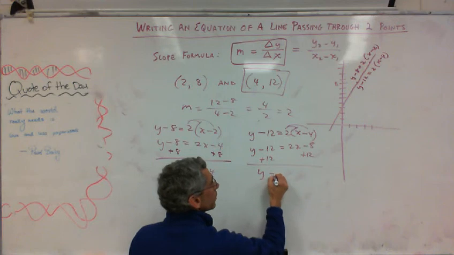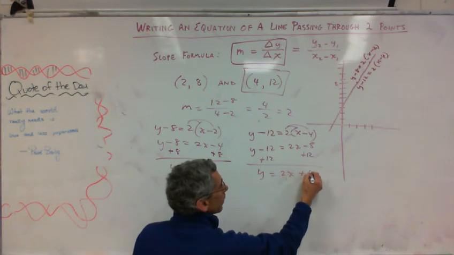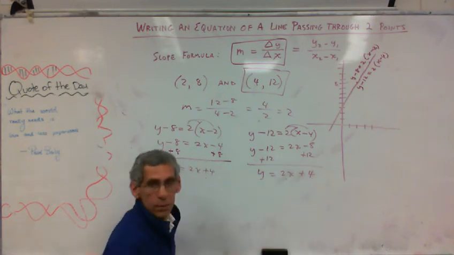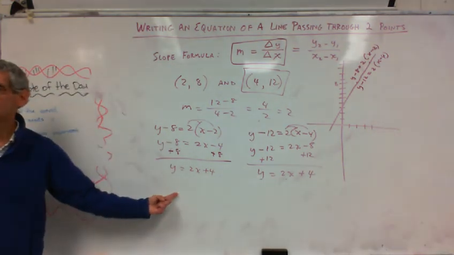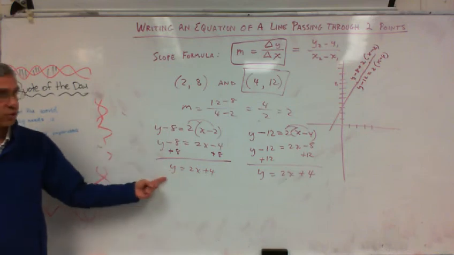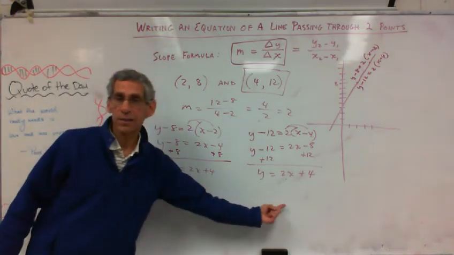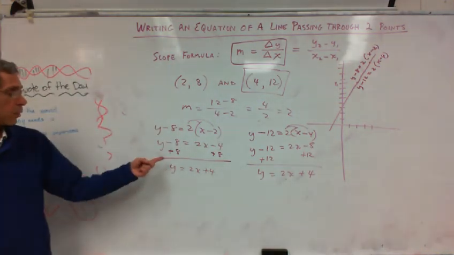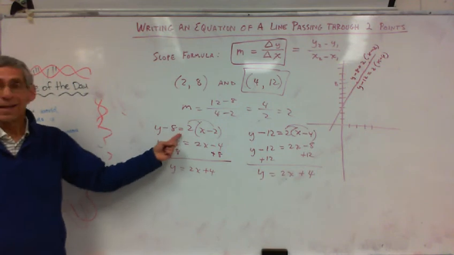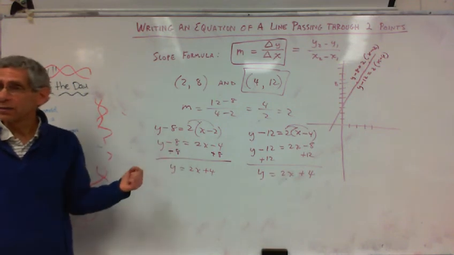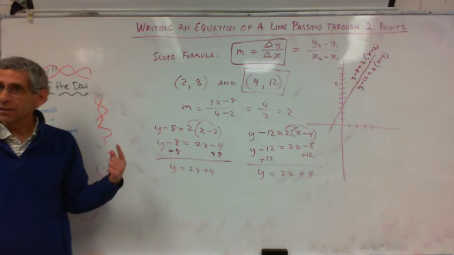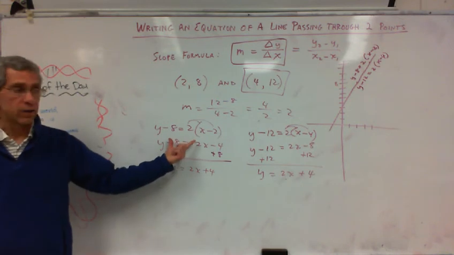So y is equal to 2x plus 4. Look at that. They're the same equation. They're the exact same equation. When I put it into slope-intercept form, I can see exactly the same equation. But when it's in point-slope form, it's a different equation for every single point. Does that make sense? It's going to look totally different.